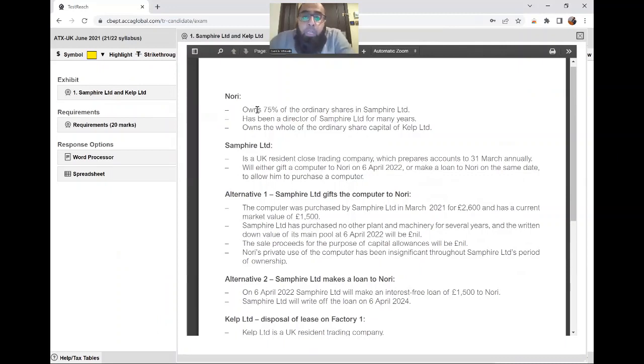Noori owns 75% of the ordinary shares in Semfire Limited. Noori has been a director of Semfire Limited for many years. Noori owns the whole of the ordinary share capital of Calc Limited. Semfire Limited is a UK resident close trading company which prepares accounts to 31st March annually. Semfire Limited will either gift a computer to Noori on 6th April 2022 or make a loan to Noori on the same date to allow him to purchase a computer.